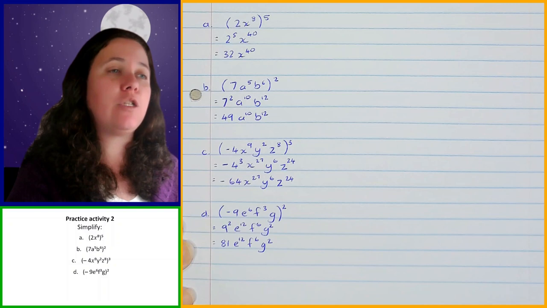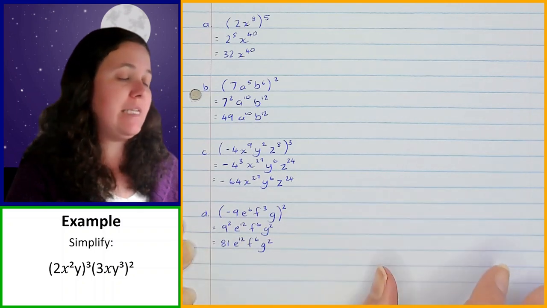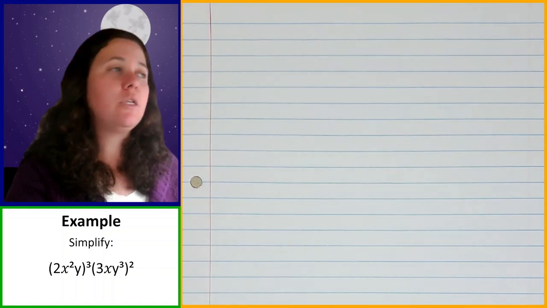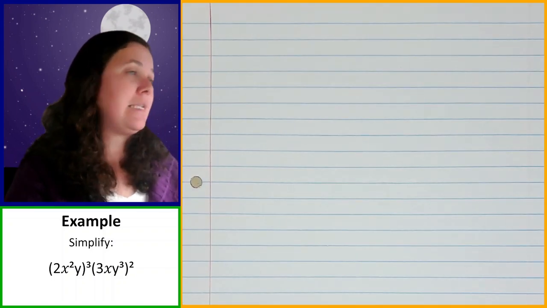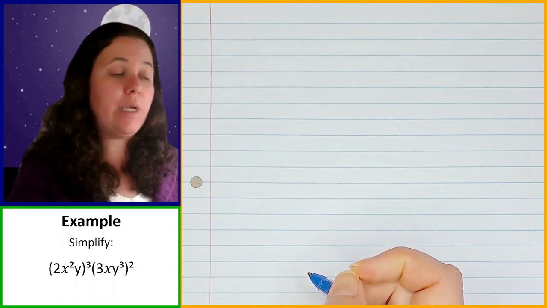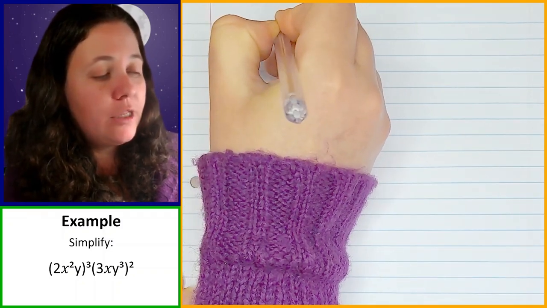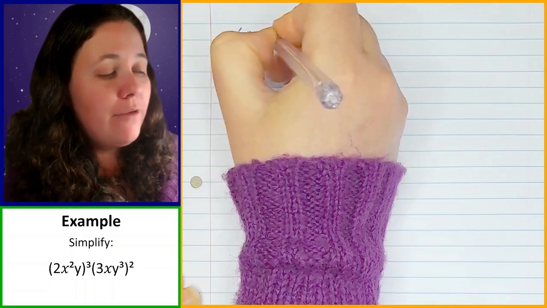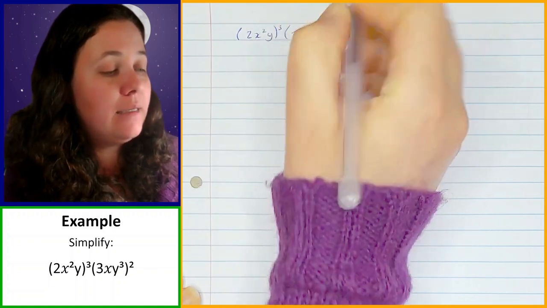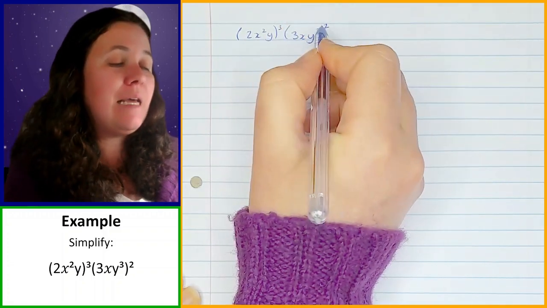Right, then the last example we're going to go on to is a little bit more complicated. We're going to be combining the things we've done so far in this lesson. So in this example, I have got in brackets 2x squared y cubed, and that outside the brackets is cubed. And then in new brackets, I've got 3xy cubed, outside the brackets is squared. Okay, so first, I'm going to simplify 2x squared y cubed by raising everything inside there to the power of 3. And then I'll simplify 3xy cubed by raising that all to the power of 2.